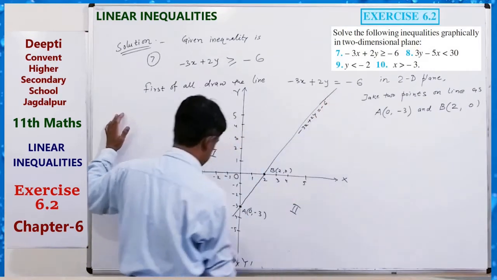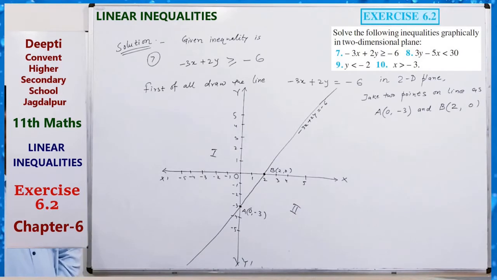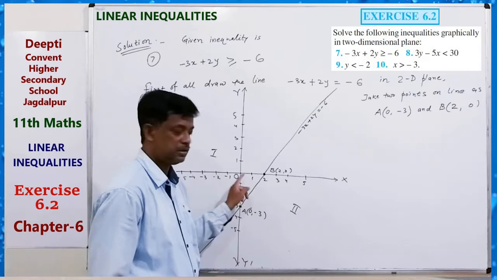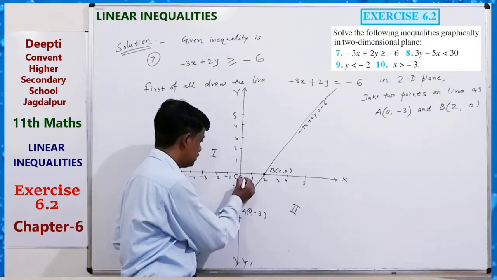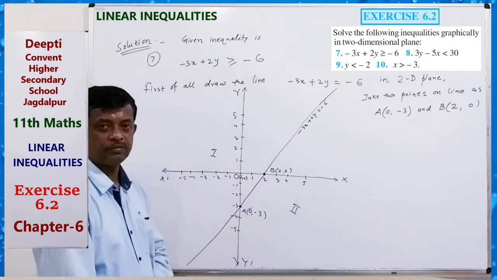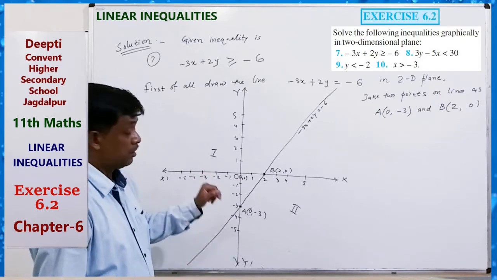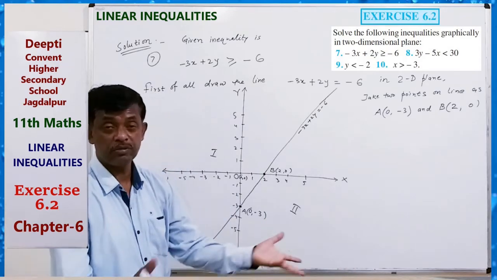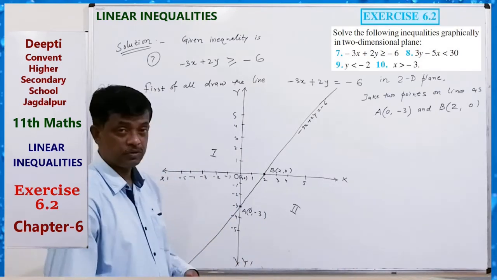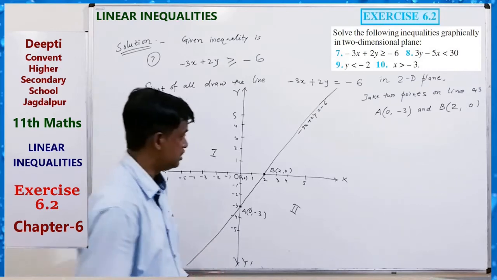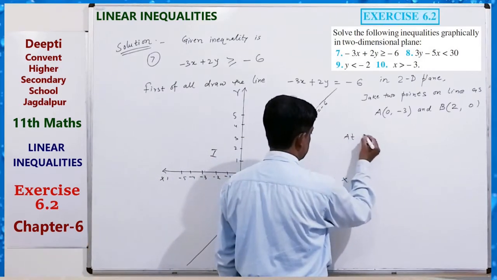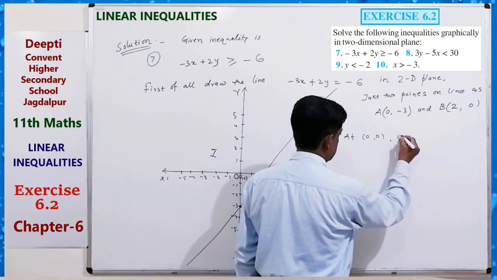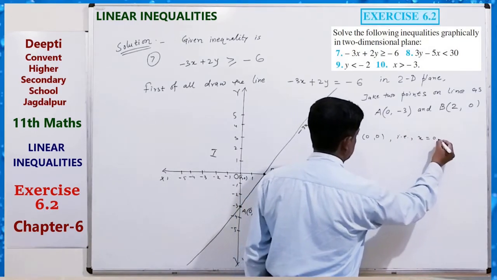Now take the origin (0, 0). Here the first part means this part, the second part is this part. Which part will be the solution? For that we have to take the origin, that is x equals 0, y equals 0.